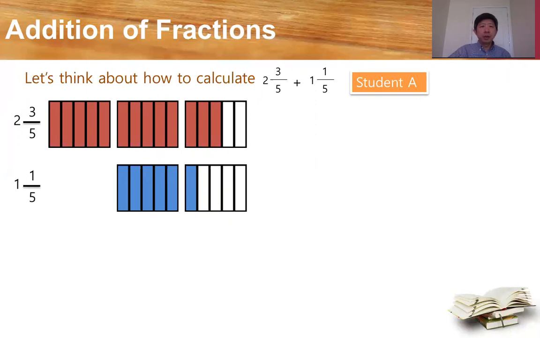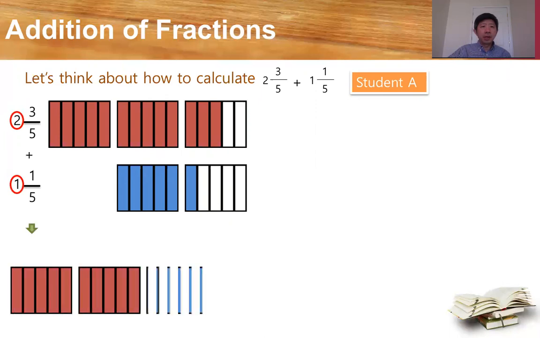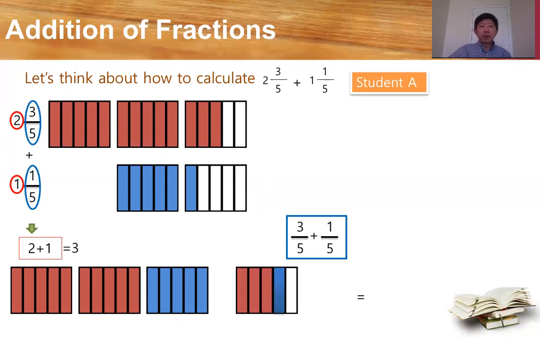All right. Now we're going to add together. This student used whole number plus whole number, which is 2 plus 1, which equals 3. And next, took fraction plus fraction, so therefore got 4/5. So what's the final answer? The final answer added together will be 3 and 4/5.